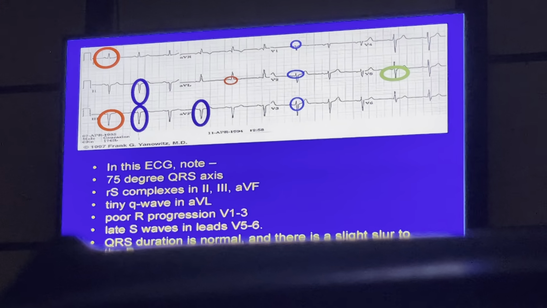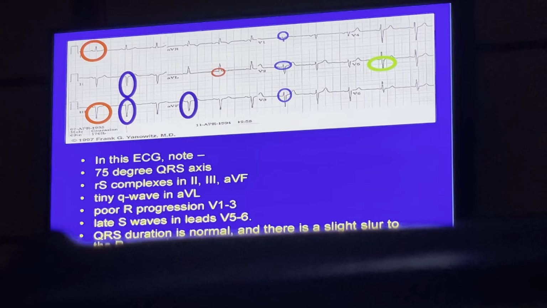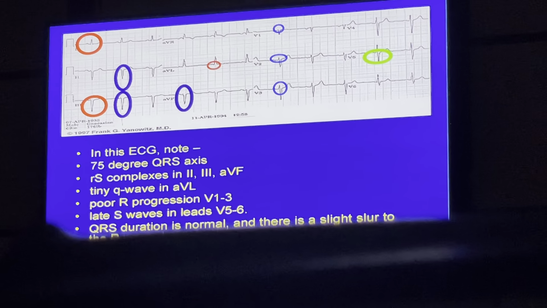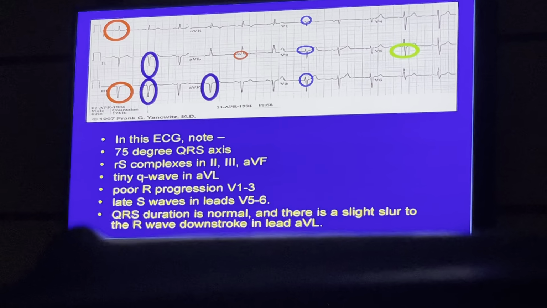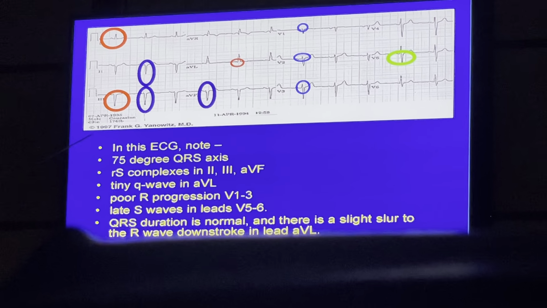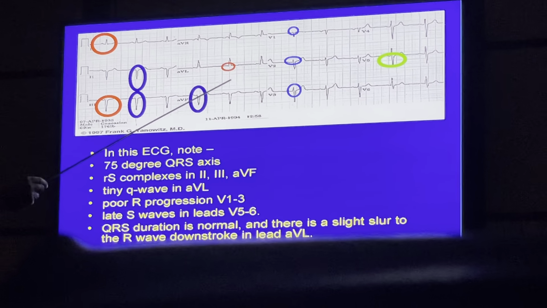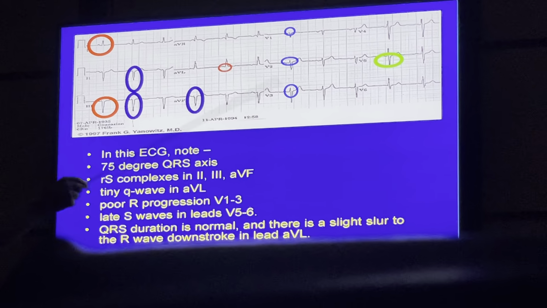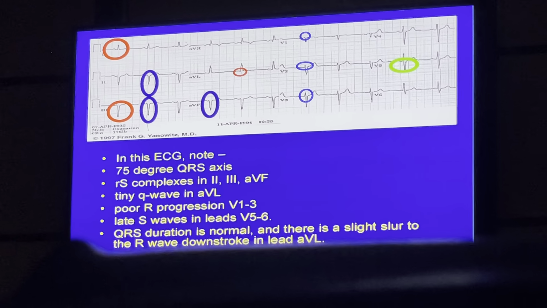Next. So this is the ECG. So what is the axis? This is left axis. See whether this is left anterior fascicular block or not. In case of left anterior fascicular block, additionally there should be a QR pattern in AVL and somewhat poor progression of R wave in the anterior leads. Clear?